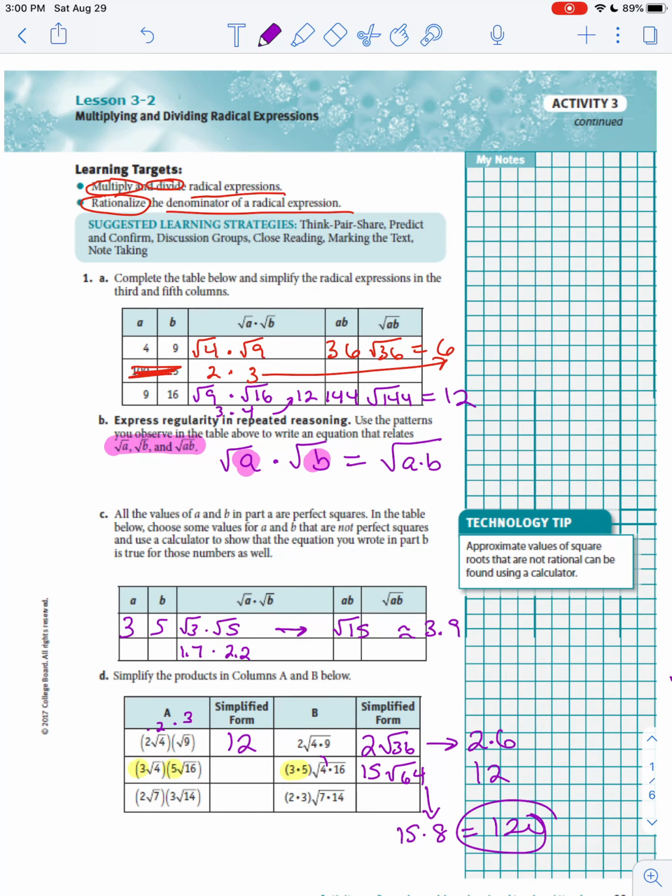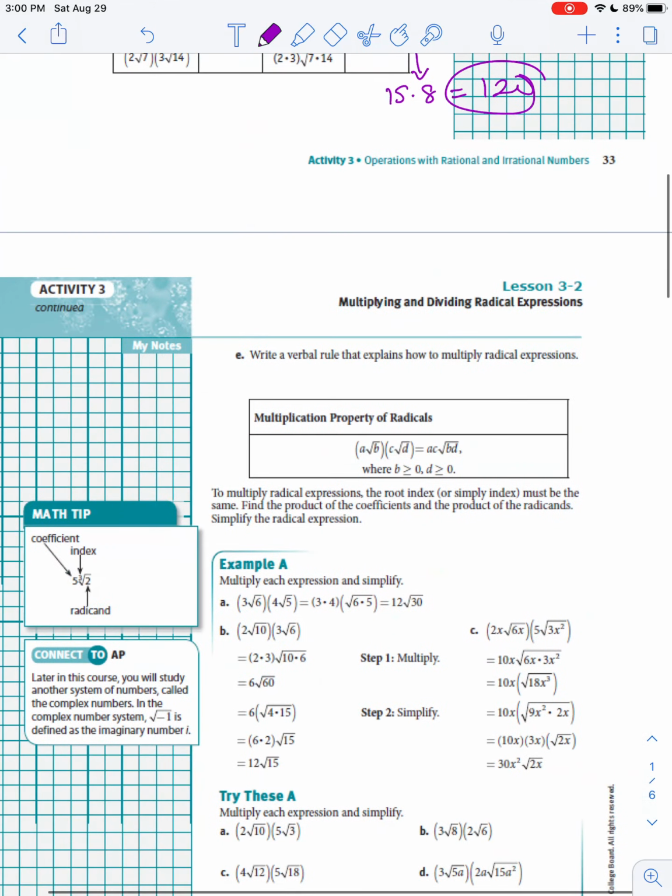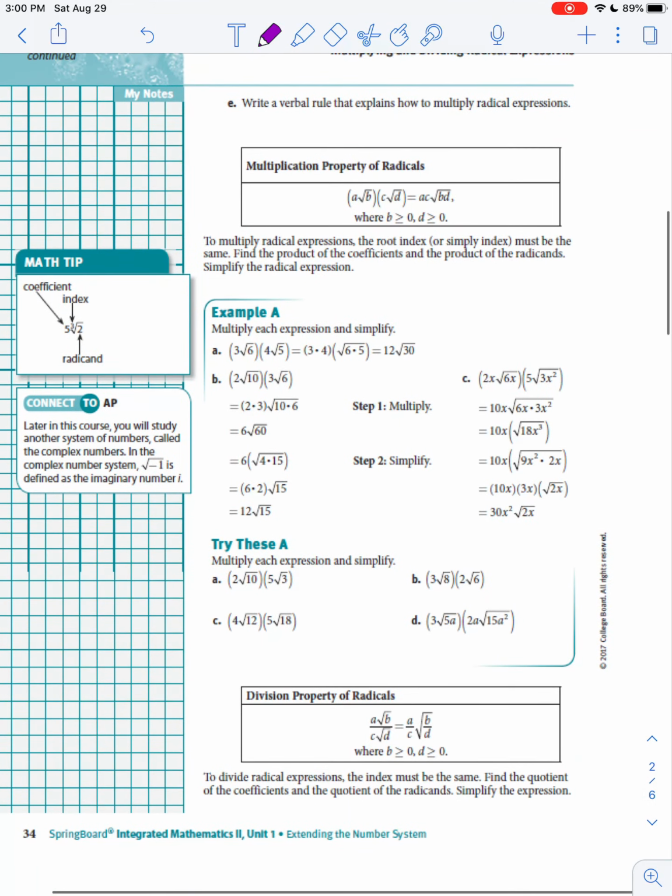Okay, so that's the rule that we want to use. So we want to use outsides together, and then we want to do insides together. And it's the same for the third row. We'll save a little time and skip that one. So next page is where we get our rule.